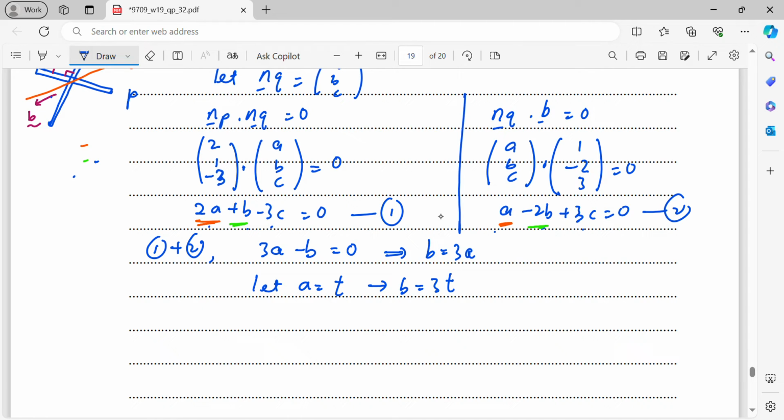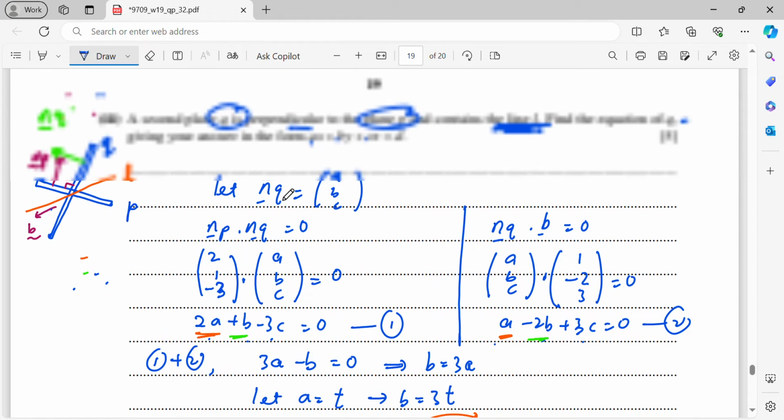So now from the first equation, I'll get 2A, so 2T, plus B is 3T, then minus 3C equals 0. So now the 3C will be moved to the other side. Therefore, you are getting 3C equals 5T, hence my C is 5 over 3 T.